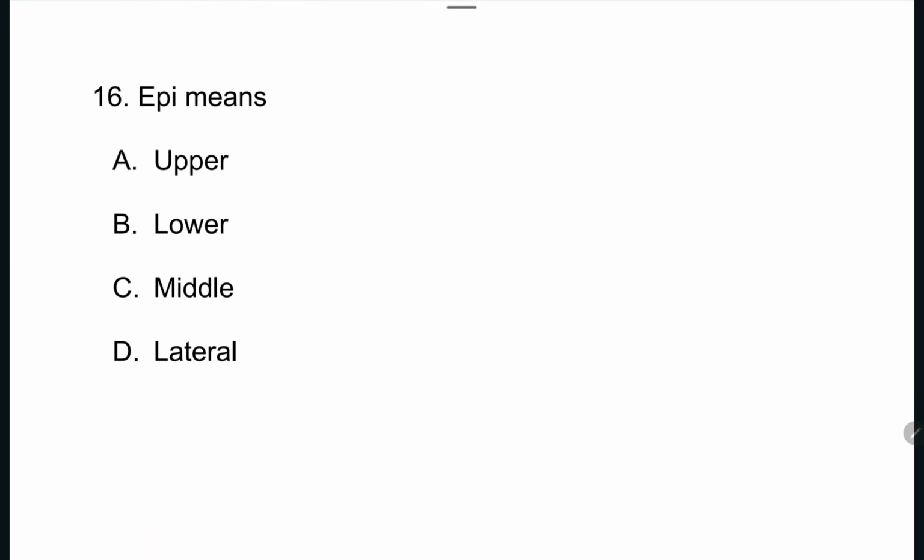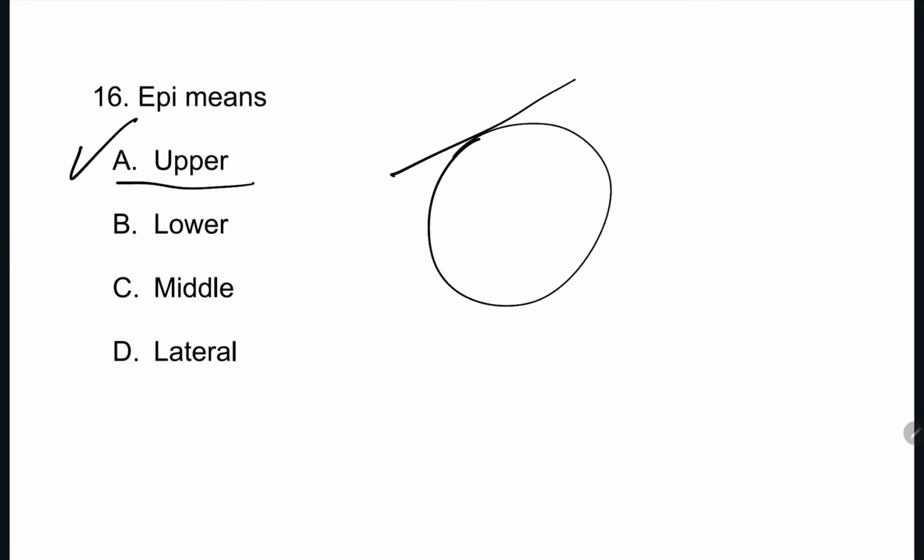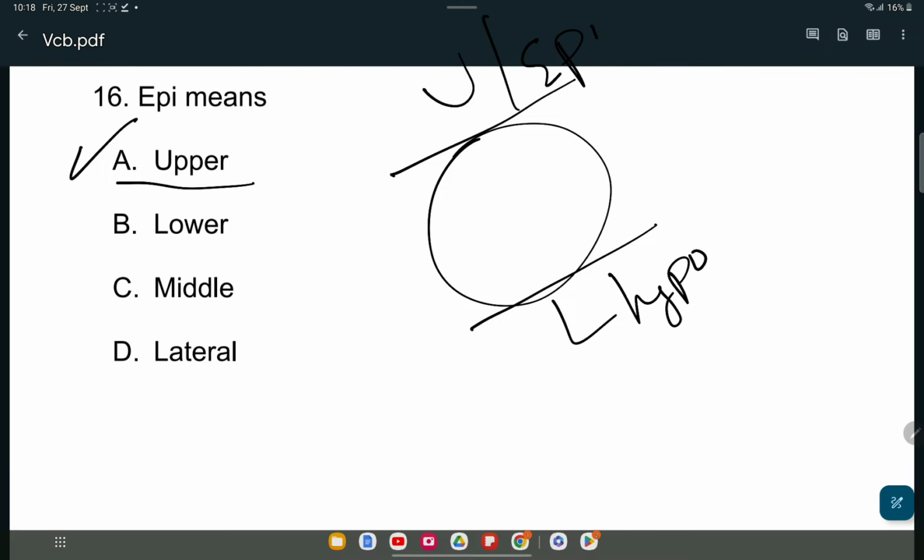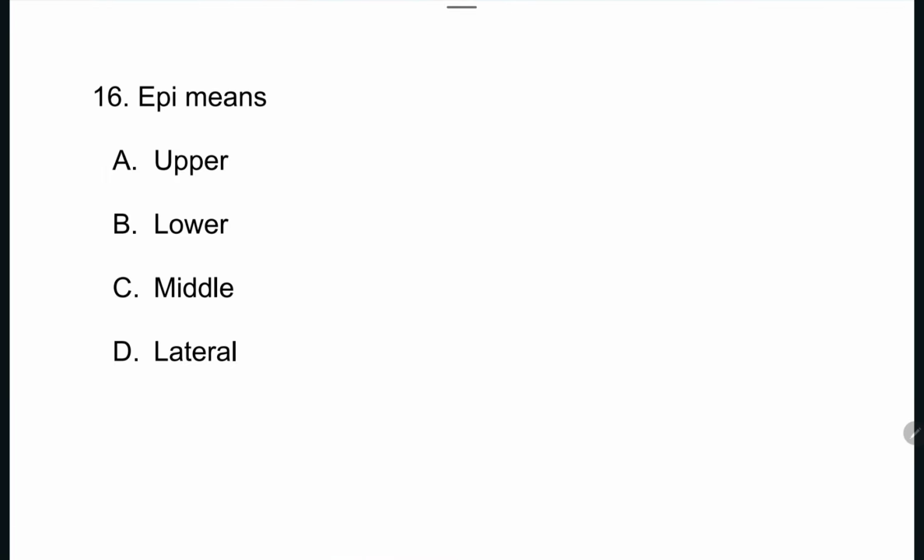The next question is, epi means. So what is the meaning of epi? Option A, upper. Option B, lower. Option C, middle. Option D, lateral. The right one is option A, upper. Epi means upside. For example, epi is here, hypo is here, upper and lower. So the right one is upper, option A.